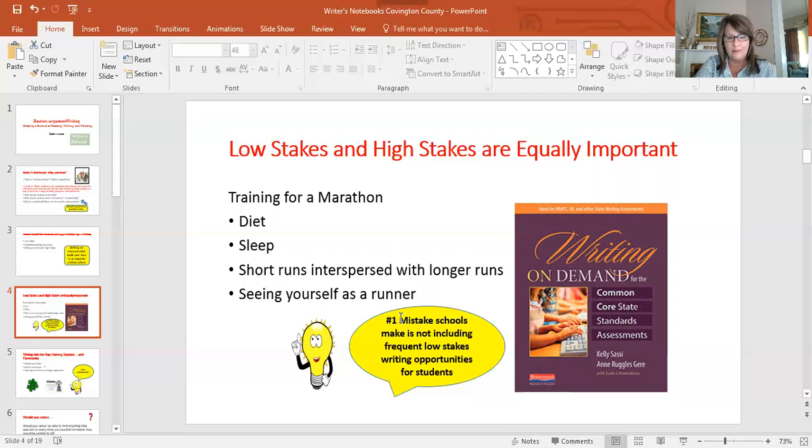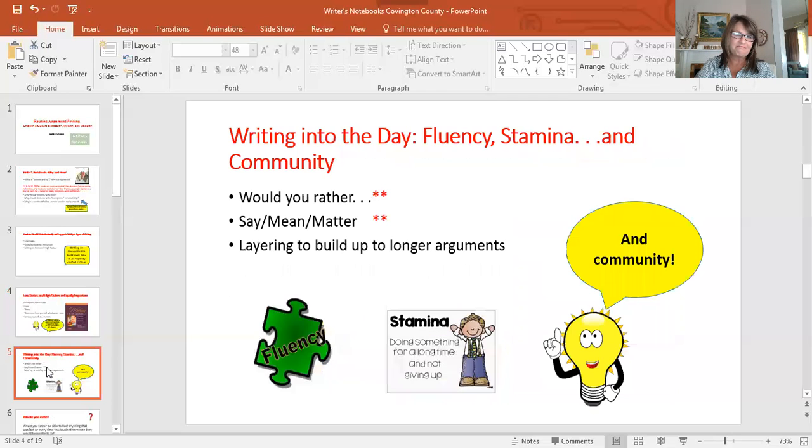And the number one mistake that schools typically make is not including lots and lots of low stakes writing opportunities for students. Too often we jump right to assigning writing on demand. So a big takeaway here is that this low stakes, the little short runs are really, really important for helping our students become expert writers who can write for short purposes and longer purposes.